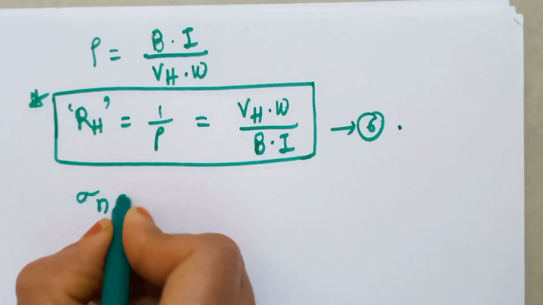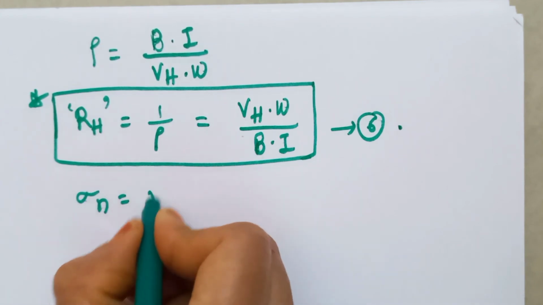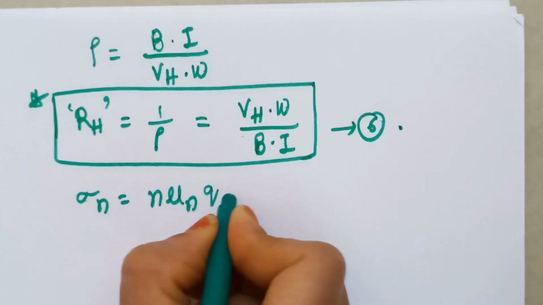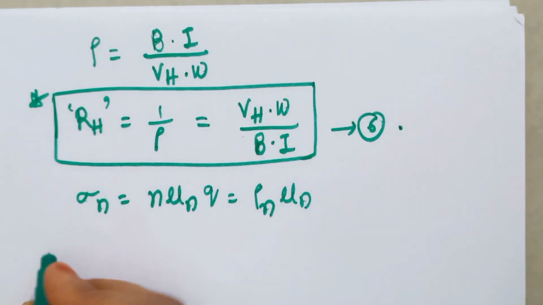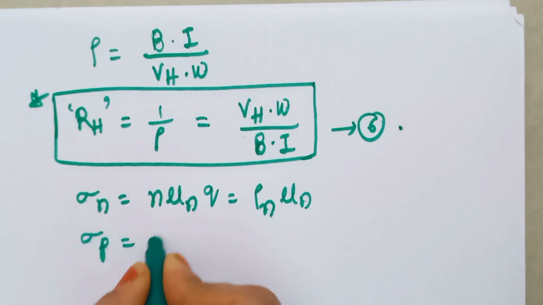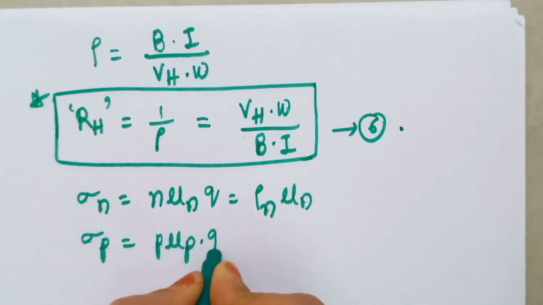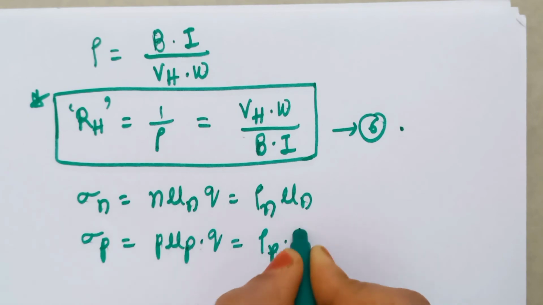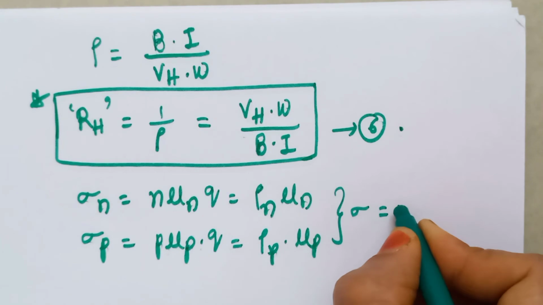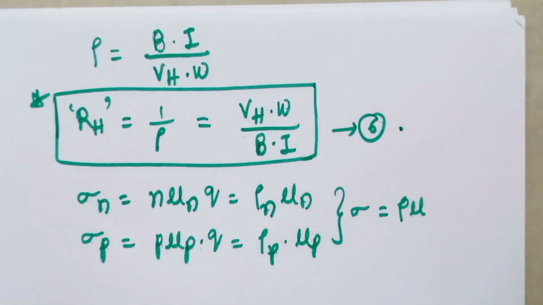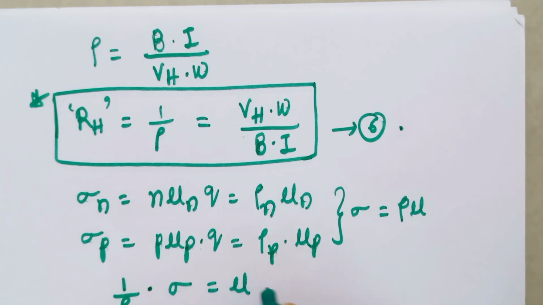And we know that the conductivity of n-type semiconductor sigma n is equal to n mu n q. That can be written as rho n into mu n. And similarly sigma p is equal to p mu p into q. So we can write it as rho p into mu p. So from this we can generalize the expression for sigma as rho into mu. So sigma by rho is nothing but mu.